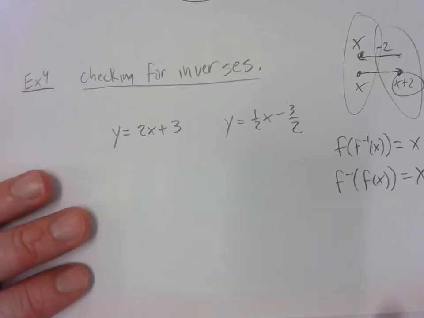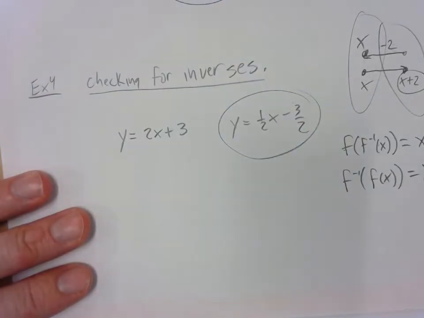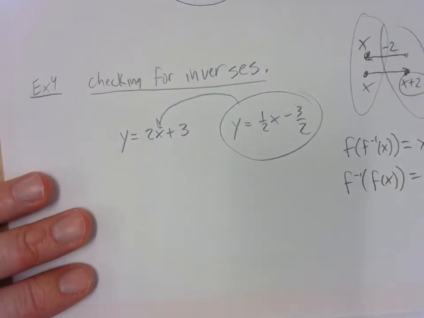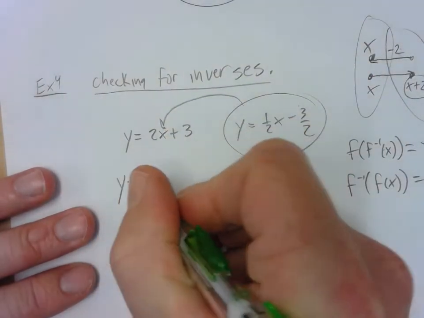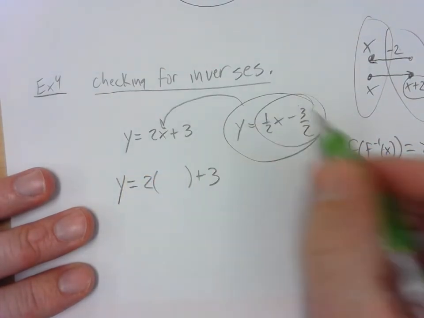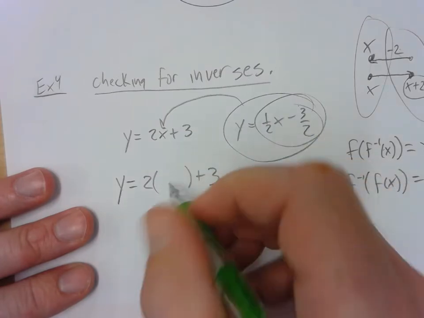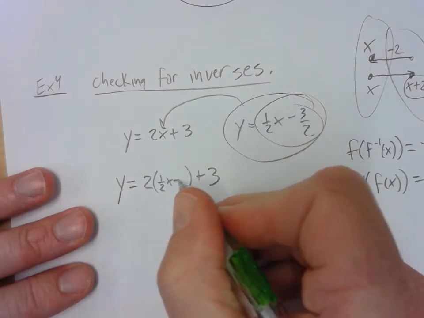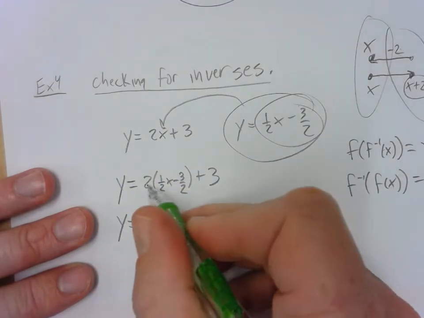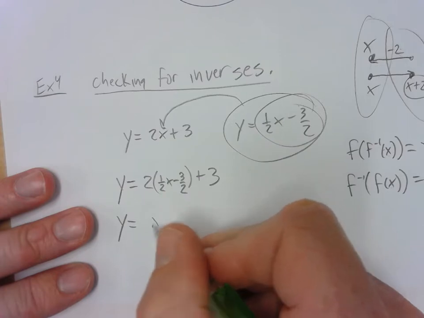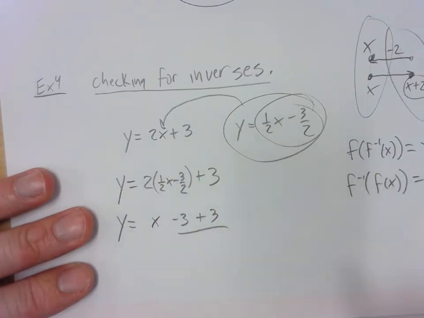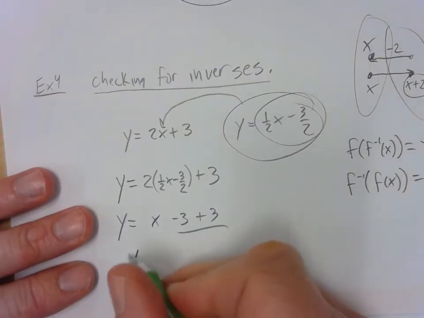So we're going to do that here. This is the inverse, I'm going to take it and throw it into the actual function and see if everything cancels out. So y is equal to 2x plus 3. This is the other function. I'm going to throw it in here. 1/2 x minus 3/2. Distribute. 2 times 1/2 is 1, so it's just x. 2 times negative 3/2 is negative 3, plus 3. And look at that. Those cancel out. We get y equals x.